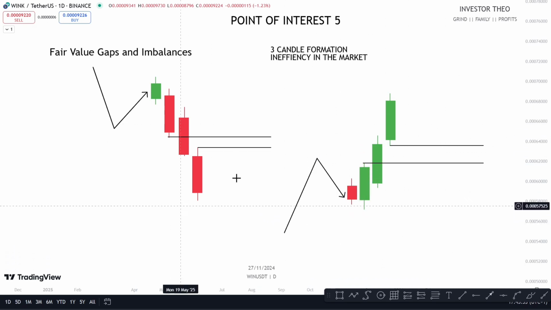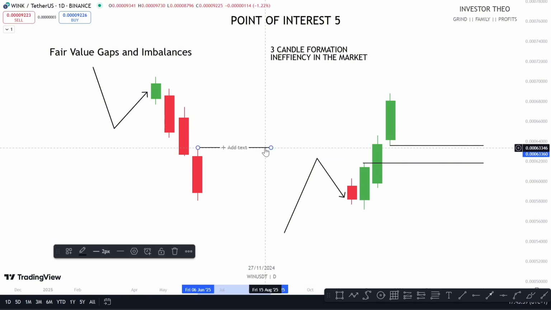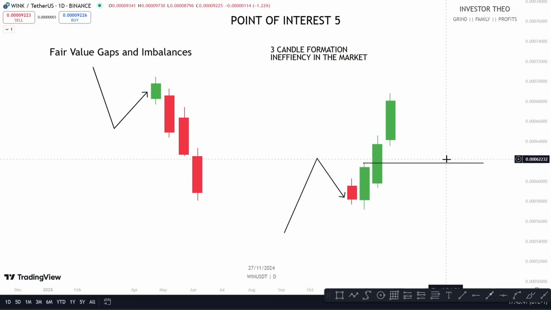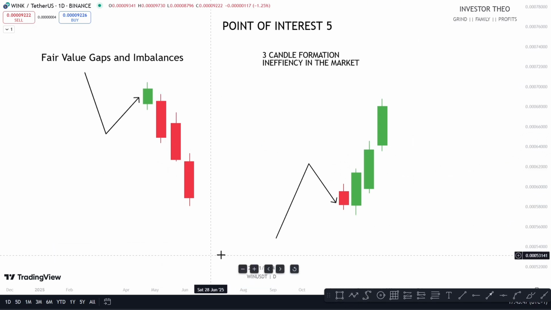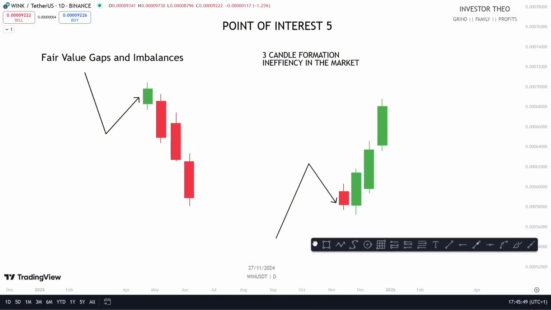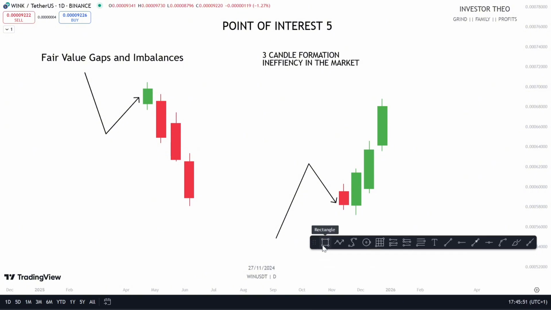Now, how to mark out your fair value gap? There are several ways of marking out your fair value gap. So let me erase these markings I've done. Let me delete them so I can explain how to mark out your fair value gap straightforwardly. Now, some people mark out a fair value gap with the rectangle tool, the same tool that we use for order blocks. Remember this rectangle tool? Some people use it, and this is how you mark it.